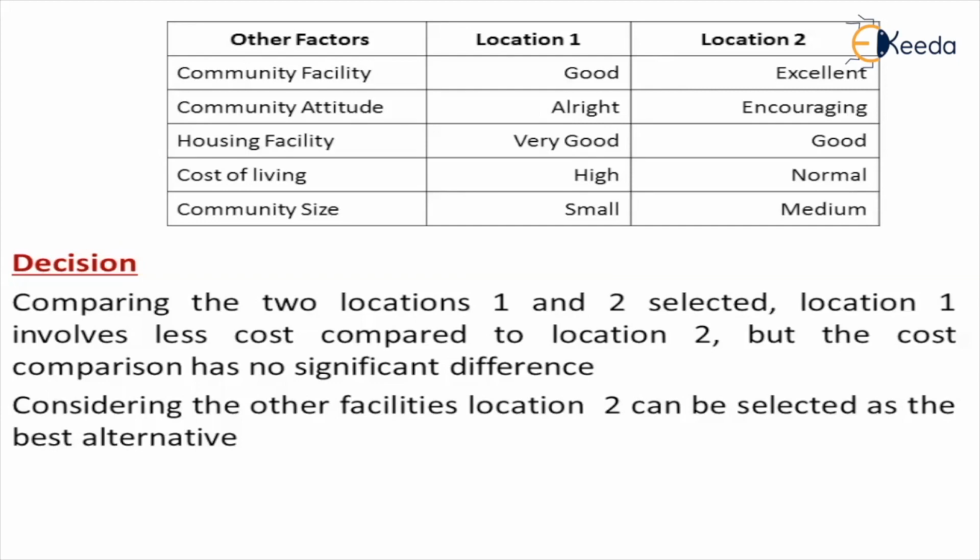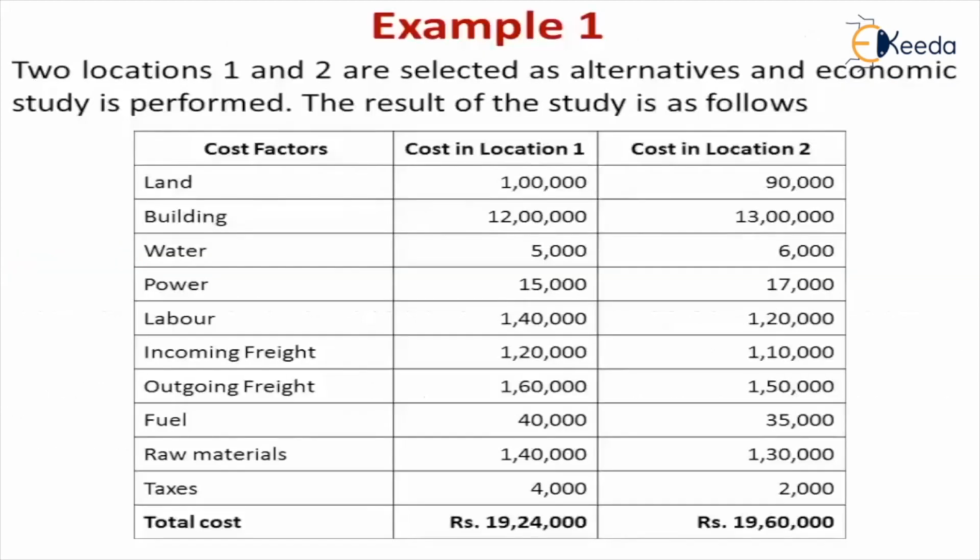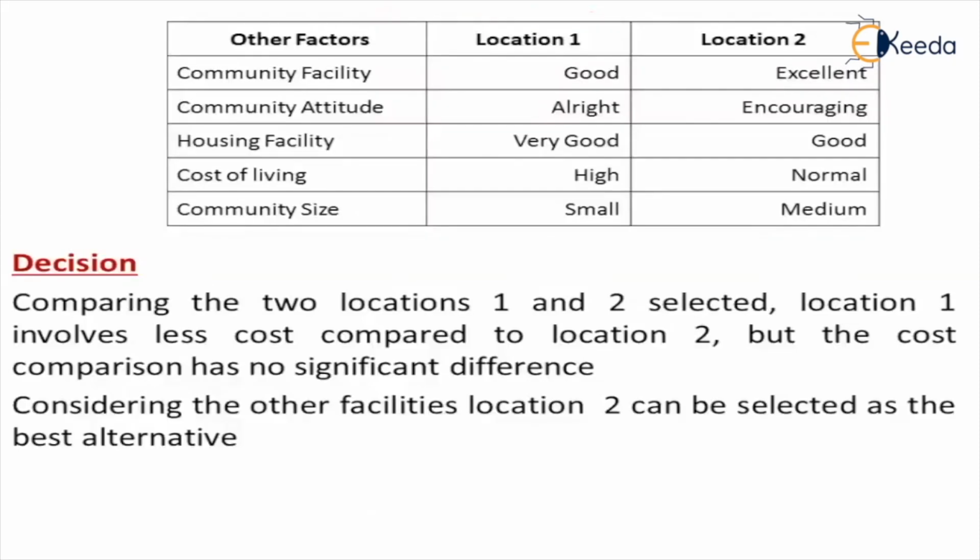In the cost also, there is a very minimal difference in the establishment cost. It is 19 lakh 24 and 19 lakh 60 compared. So as a decision, we can say location 2 is selected as the best alternative because in the cost I have a very small difference which is not going to be significant. But the other factors which influence the plant location are comparatively better in location 2, so I am going to select it as the best alternative.